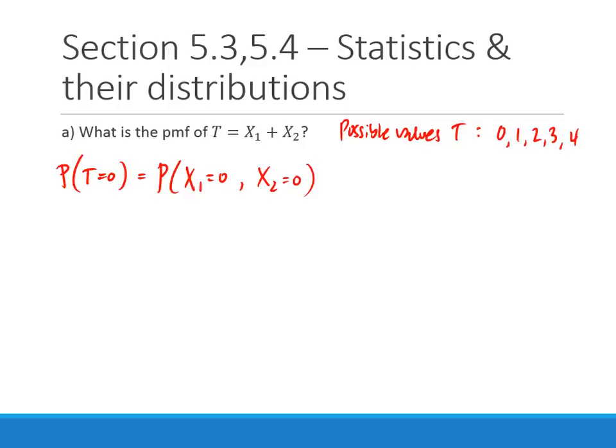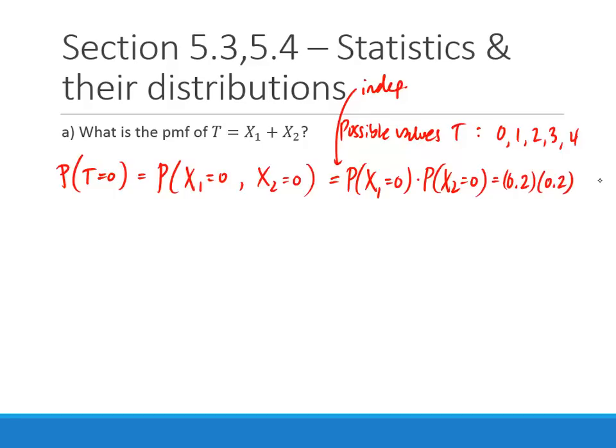Right? For the whole sum to be equal to 0, I need both of the individual things to be 0. Again, these things are independent, so I can separate these apart. This is the probability that x1 equals 0 times the probability that x2 equals 0. This is by independence. Looking back at the PMF, that's just 0.2 times 0.2, which is 0.04.